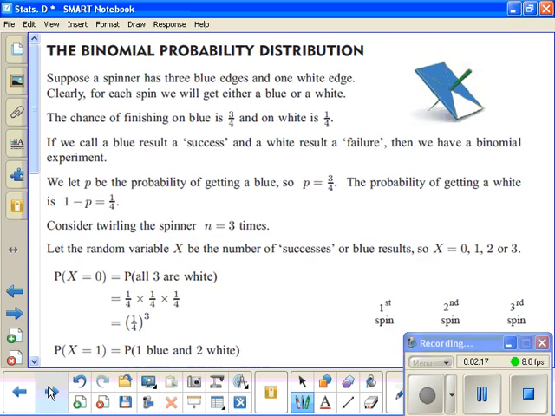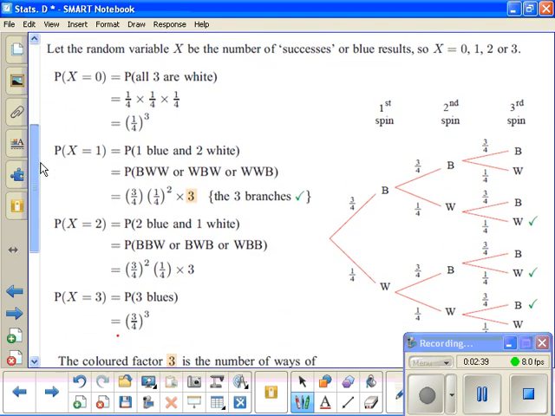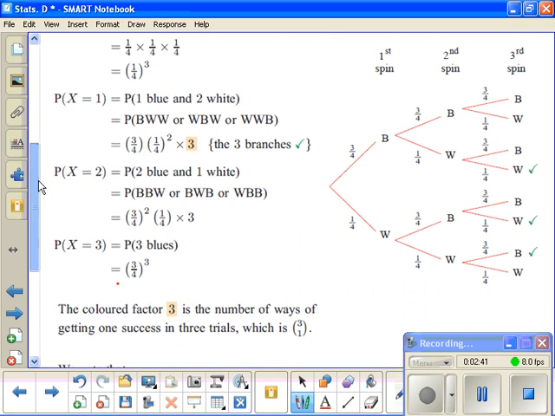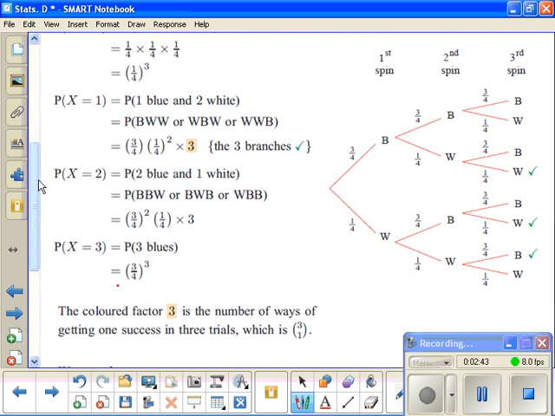So here we have just an idea of, suppose a spinner has 3 blue edges and 1 white edge, like this spinner in the picture. Clearly each spin will either get white or blue because the spinner is going to fall one way or the other. It's got a 3/4 chance of landing on blue, 1/4 chance of landing on white if it's a balanced spinner, and so on. So we build all this stuff, and here's a tree diagram to demonstrate it, but notice what happens.